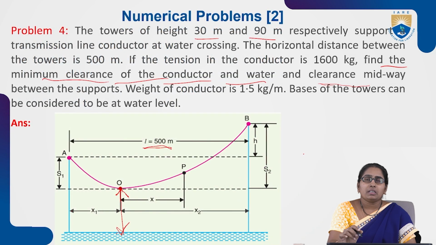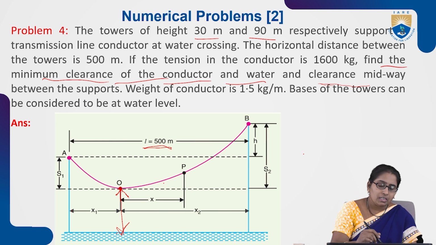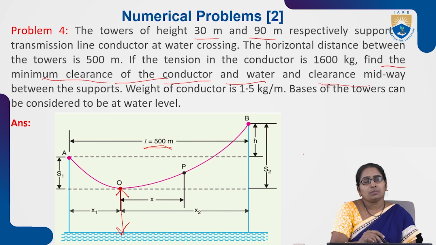Next, look at the second part. What they ask is the clearance midway between the supports. So at the midpoint they want the clearance. That means at the midpoint of the conductor they want the clearance. Let us look at the diagram. Let P be the midpoint. The length of the span is 500 meters, so the midpoint is at a distance of 250 meters from either tower.